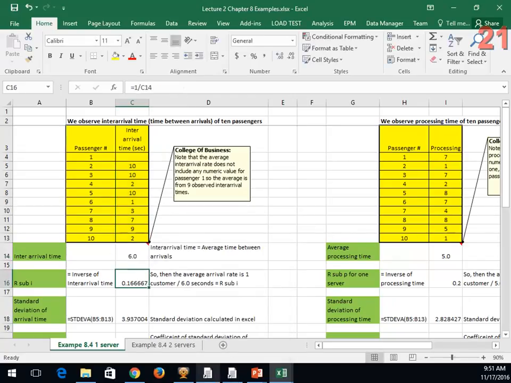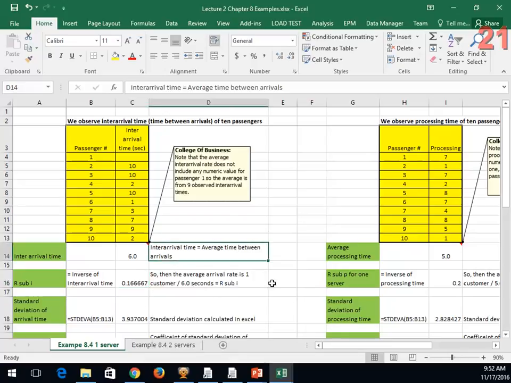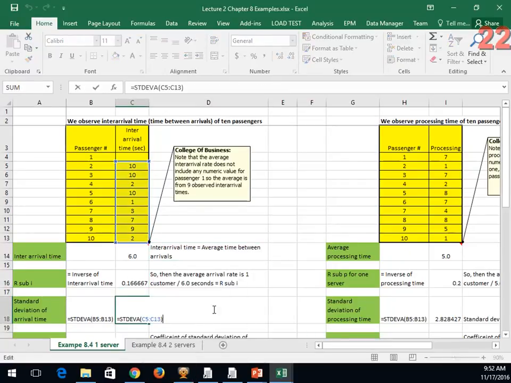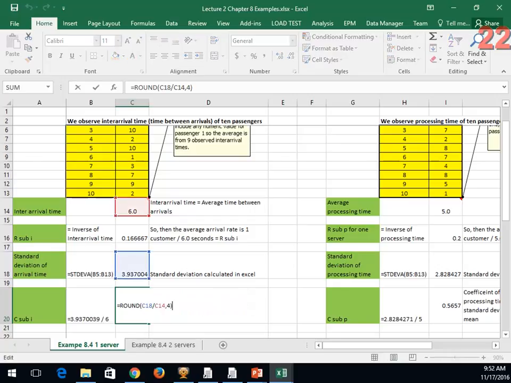And then to get my inflow rate, I take the inverse of my inter-arrival time to get my customers per unit time. Right? And then I use Excel to get my standard deviation, okay? And then I can plug and play into the formula that we've got to get my coefficient of inter-arrival time. So I'm taking the standard deviation divided by the average inter-arrival time, okay?